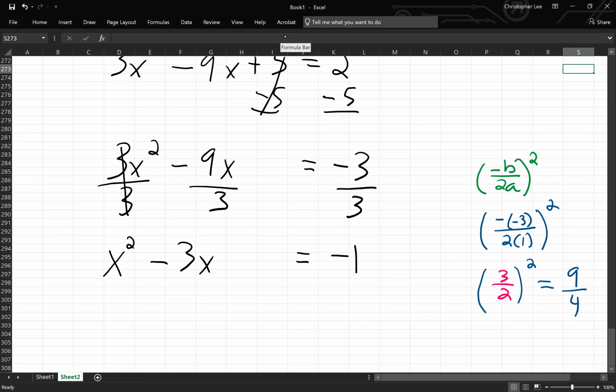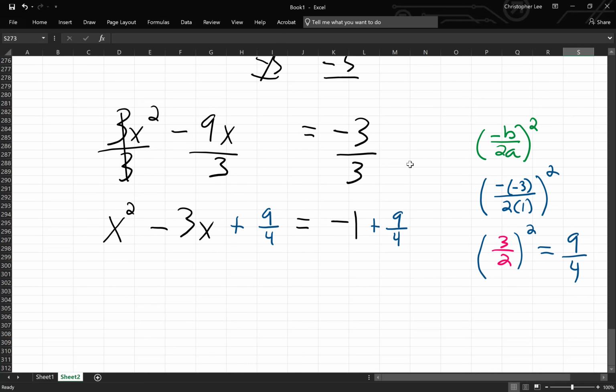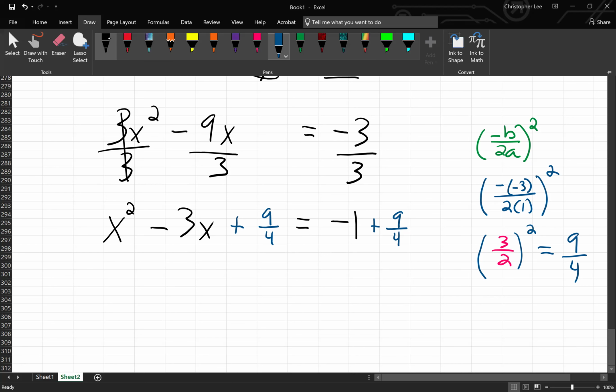Did I lose anybody or are we good? Good. So now that 9 over 4 is what I want to add to both sides of my equation. 9 over 4, 9 over 4. All right? 3 over 2 squared. Yeah, so you just square the top and square the bottom. Yeah. All right.